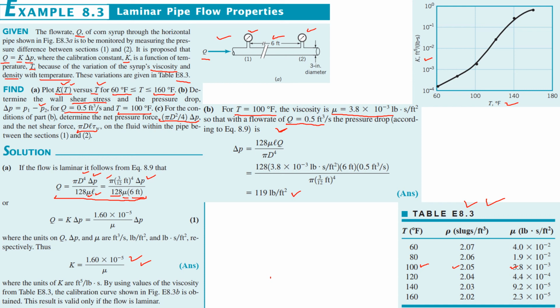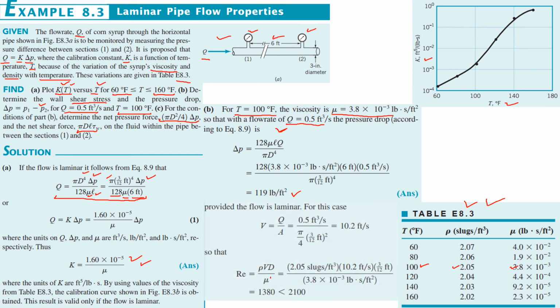Then to actually see that the flow is laminar, we will find the Reynolds number. Because we are using the laminar flow equations of pressure drop, just to make sure that our calculations are correct, we will first see whether our flow is laminar or turbulent. For that purpose, we first need to find the velocity, and then we will find the Reynolds number. So V is equal to Q over A. As you can see, this is our flow rate equation. From that we can find the velocity.